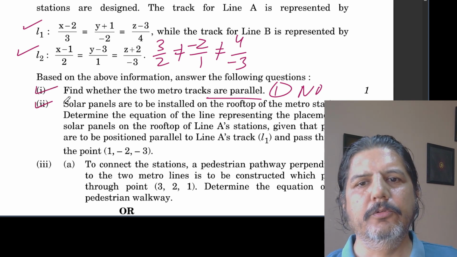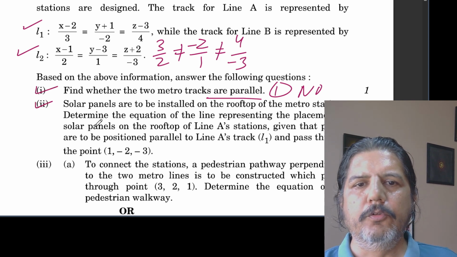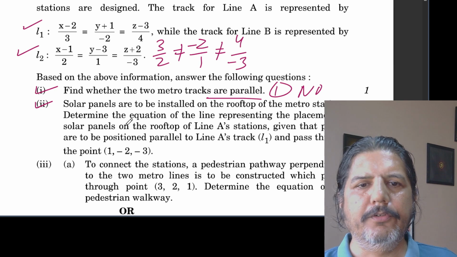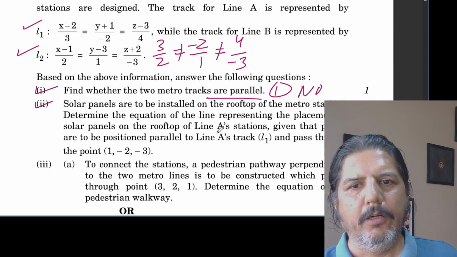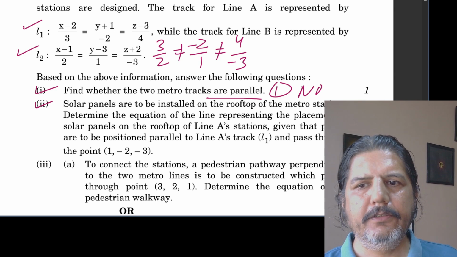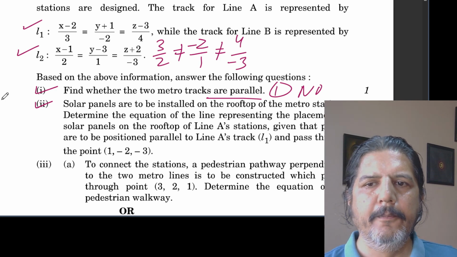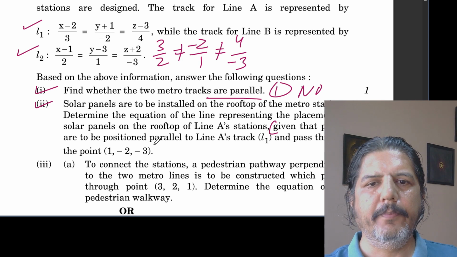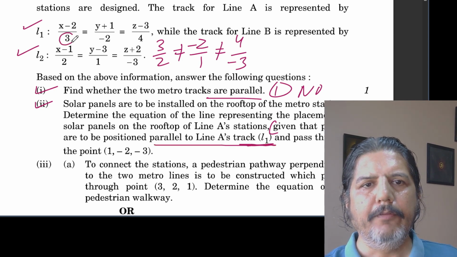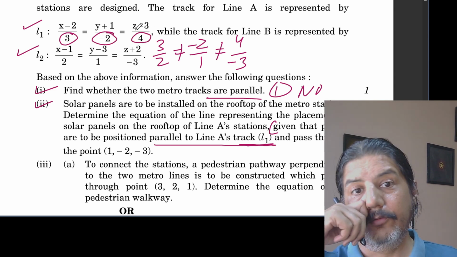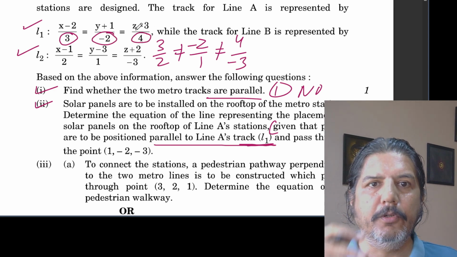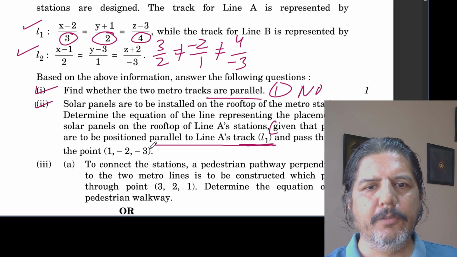Now let's come to the second part. Solar panels are installed on the rooftop of a metro station. Determine the equation of the line representing the placement of solar panels of the line A dash station, given that the panels are to be constructed parallel. This is where our clues start. Given that the panels are to be positioned parallel to line L1, if they are parallel, then the direction ratios of the solar panels would be 3, minus 2 and 4, and it passes through the point given.